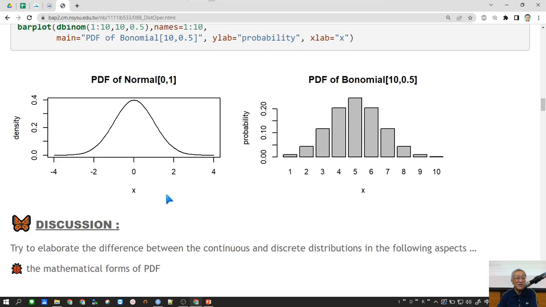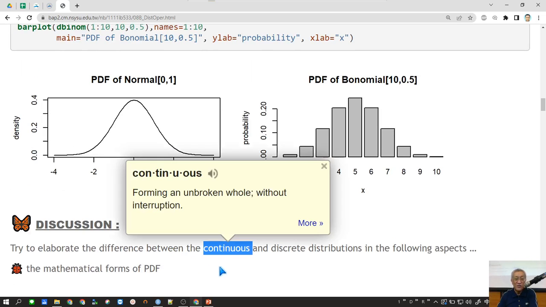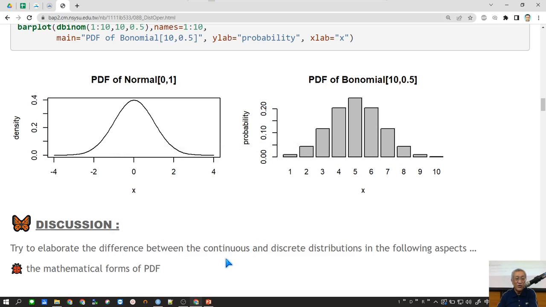So I just want you to describe that for continuous distribution, it is actually a continuous function, right? By continuous, I mean that for every x in the real numbers, there is a corresponding density, right? Mathematically it's a continuous function along the real numbers, right?